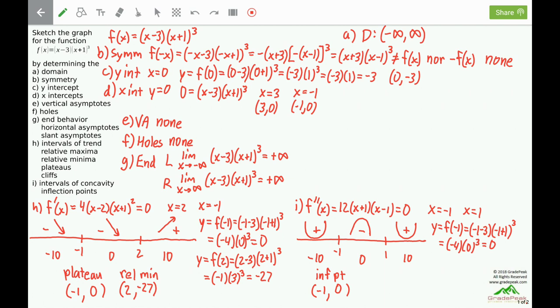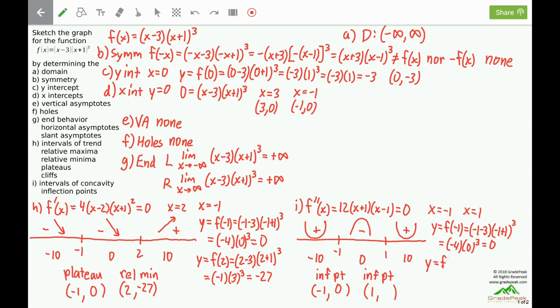Right at the candidate number of x equals positive 1, we also have the concavity changing, this time from concave down to concave up. So x equals positive 1 will also be an inflection point. It has an x-coordinate of positive 1, a corresponding y-coordinate that can be found by plugging the x-coordinate back into the original function.